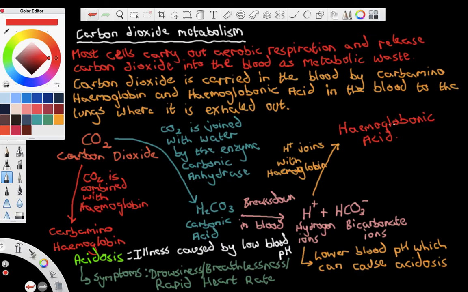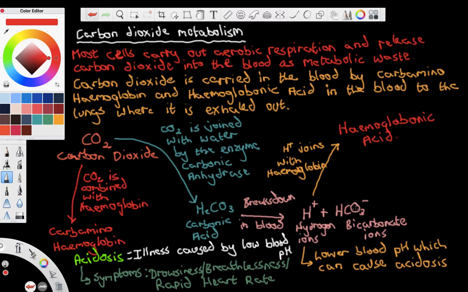So most cells in your body carry out aerobic respiration and release carbon dioxide into the blood as metabolic waste. Carbon dioxide is carried in the blood by carbaminohemoglobin and hemoglobinic acid to the lungs where it's exhaled out. So carbon dioxide, when it's released into your blood from your cells, can go one of two ways. First of all, it can just be joined with hemoglobin to form carbaminohemoglobin. However, some carbon dioxide will be added to water via the enzyme carbonic anhydrase, which will form carbonic acid. Carbonic acid dissociates, or breaks down, to form hydrogen ions and bicarbonate ions.